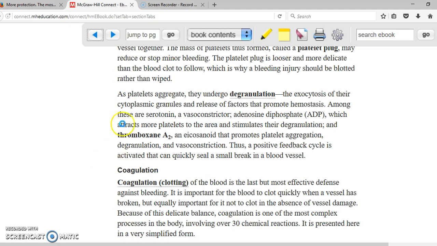When we were talking about platelet degranulation, we said that platelets are going to release serotonin, adenosine diphosphate, ADP, and thromboxane A2. Aspirin interferes with the mechanism of thromboxane A2, therefore inhibits or stops platelet aggregation. Therefore, aspirin is not going to allow a proper hemostatic mechanism.